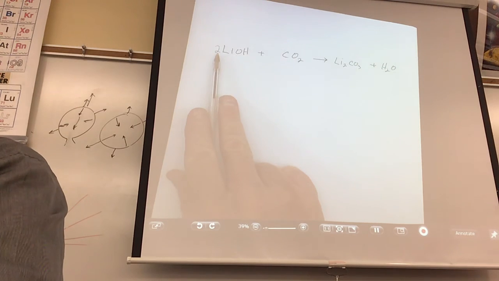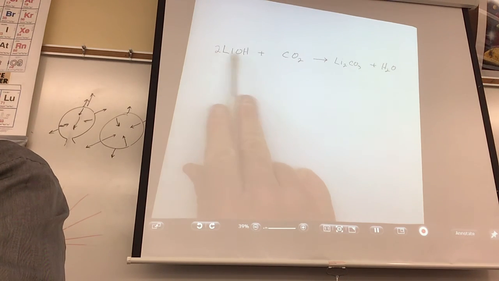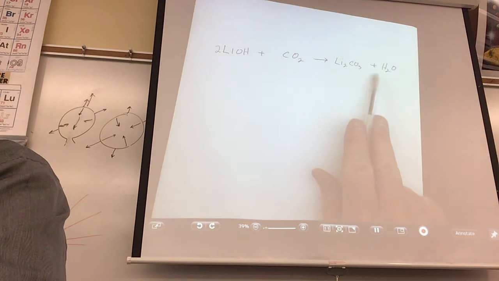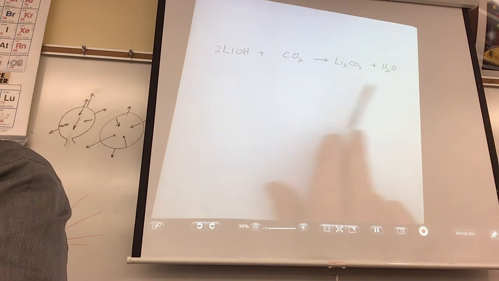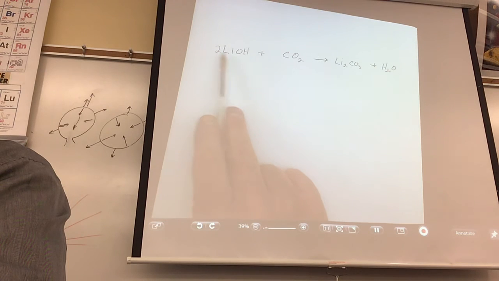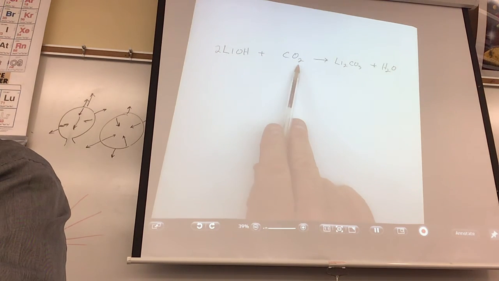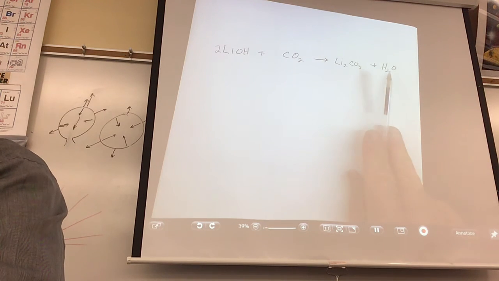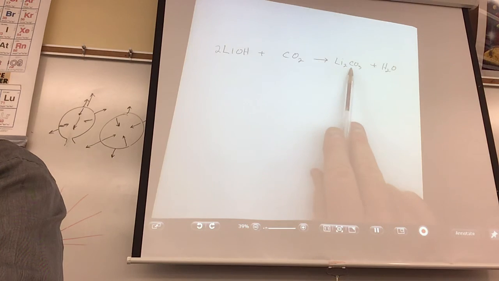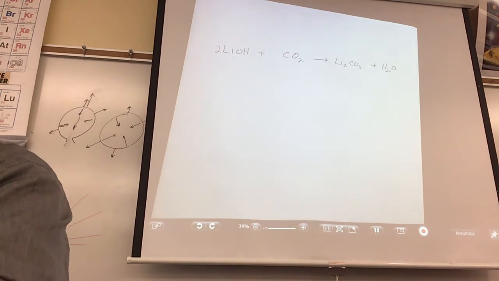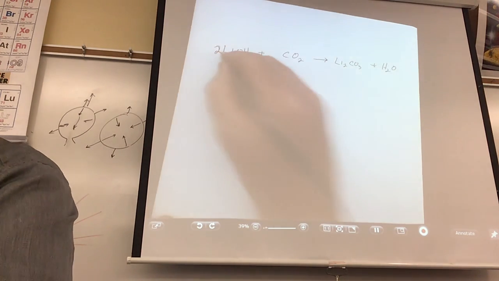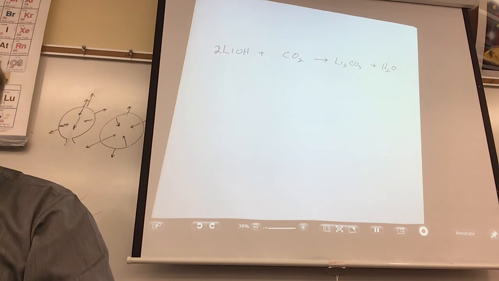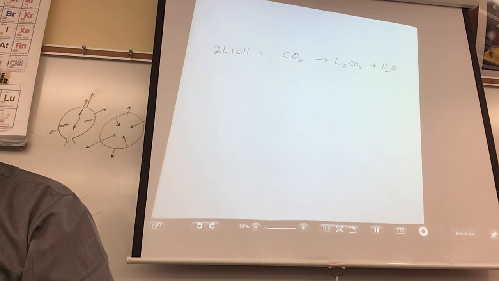Now, how many hydrogens does that give me? 2. Oh, that looks good. And now, watch the number of oxygens. Watch. 2 oxygens plus 2 more is how many? 4. 3 plus 1. Whoa, that's 4. 1 carbon. 1 carbon. Yeah. Oh, yeah. All right. So is everybody okay on that? That was good news on that.